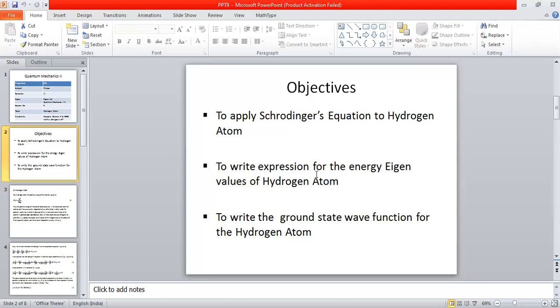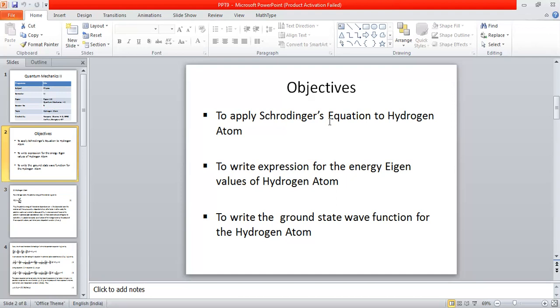The first thing is the expression for the energy eigenvalues of the hydrogen atom. This is a well-known thing. The expression for the energy eigenvalue of the hydrogen atom can be derived very easily using Bohr's theory. But here we shall mention the same old expression that we get using Bohr's theory, but by applying Schrodinger's equation to the hydrogen atom. Also, it is possible to write the expression for the wave function. Particularly, as per the syllabus, I would like to mention the ground state wave function for the hydrogen atom.